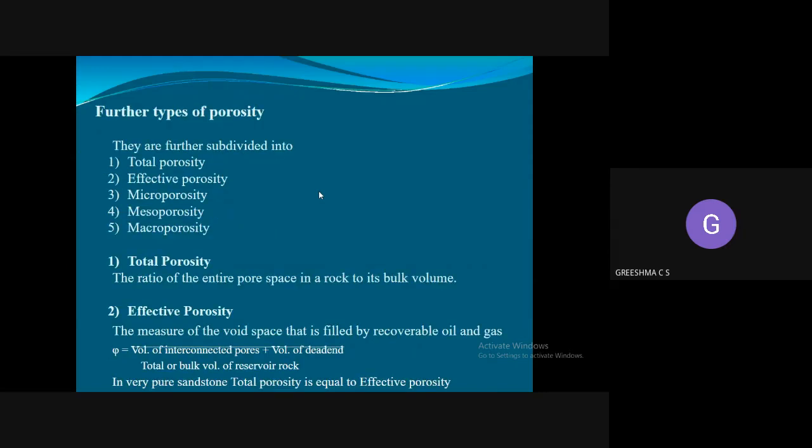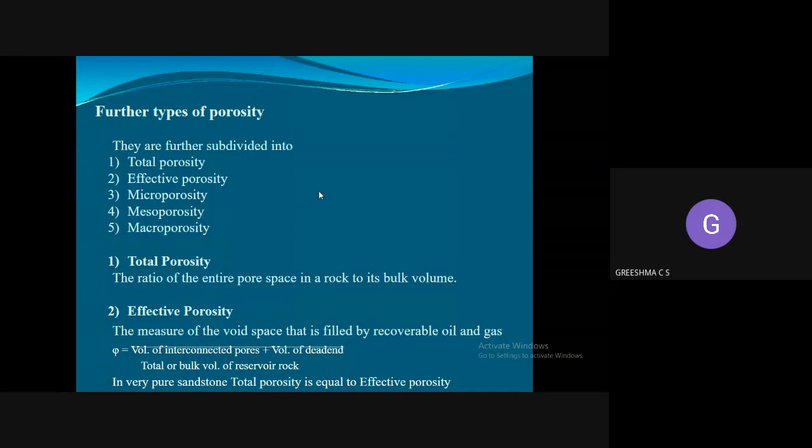So next, this is not much important. These are other types of porosity: total porosity, effective porosity, microporosity, mesoporosity, macroporosity. This is not very important from an exam point of view, but you can just know what they are in case they ask. Primary and secondary porosity are important, but this is not much important.